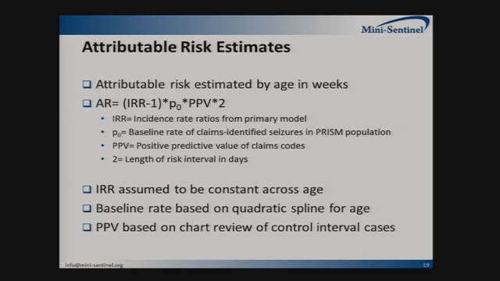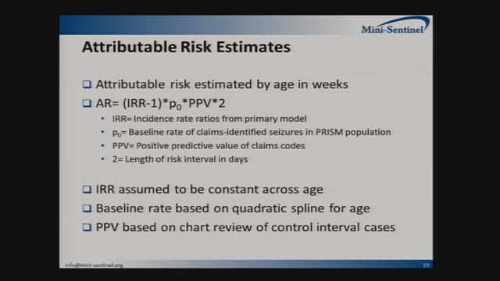The attributable risk was calculated as a function of the incidence rate ratios from the primary model, as well as the baseline rate of febrile seizures identified in claims data in the PRISM population, and we adjusted the baseline rate downwards using the positive predictive value of claims codes from this current evaluation. And then we multiplied that quantity by 2, the length of the risk interval in days, in order to get the attributable risk per dose rather than per person day.